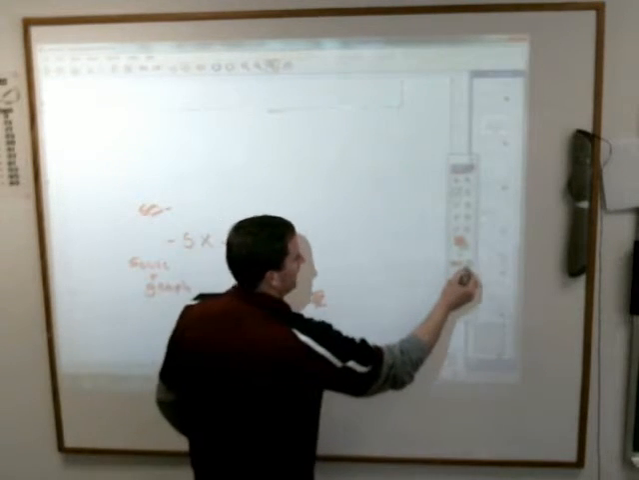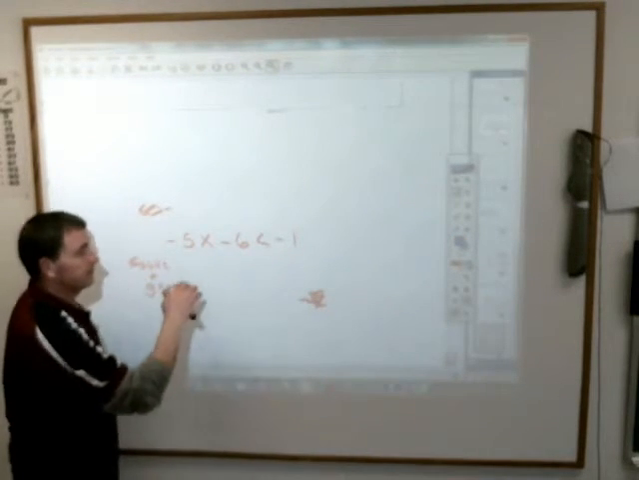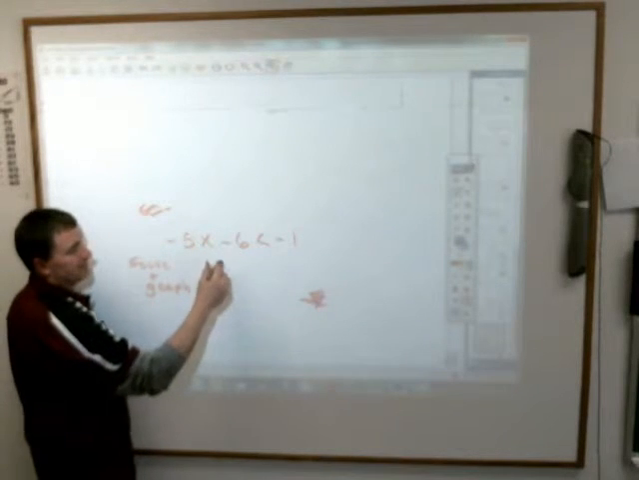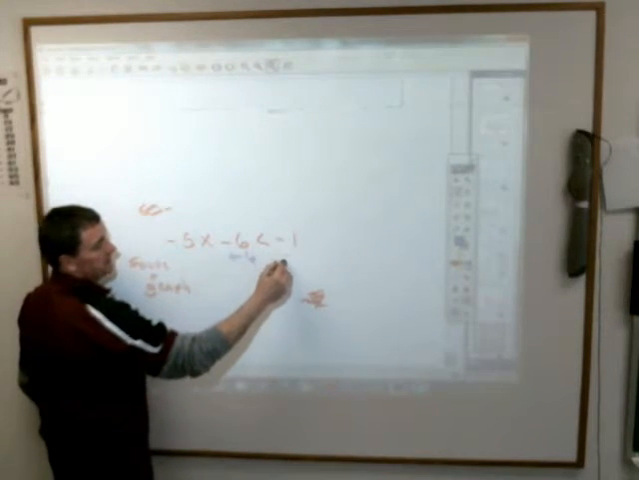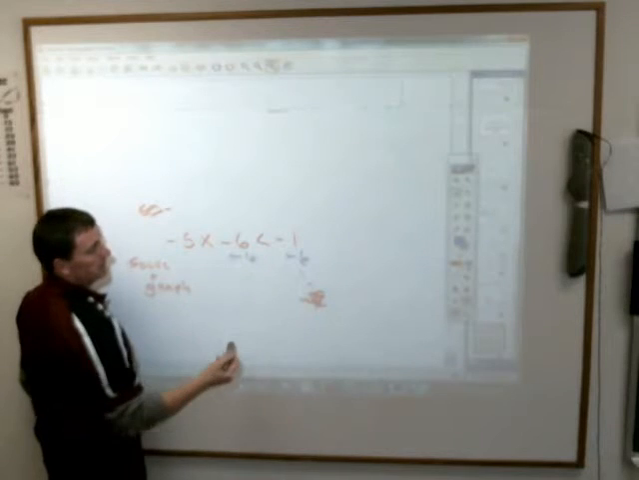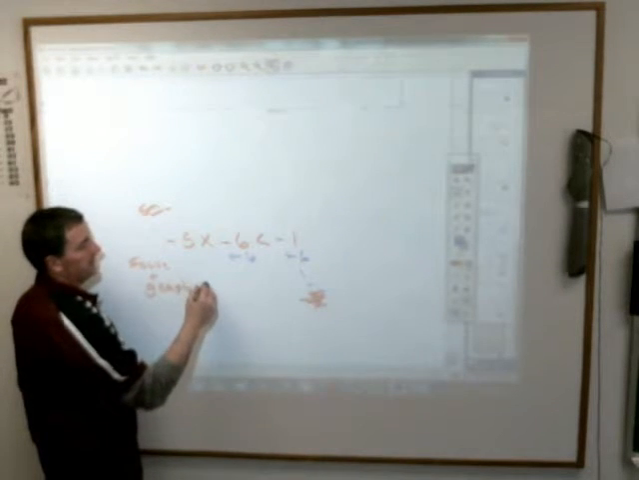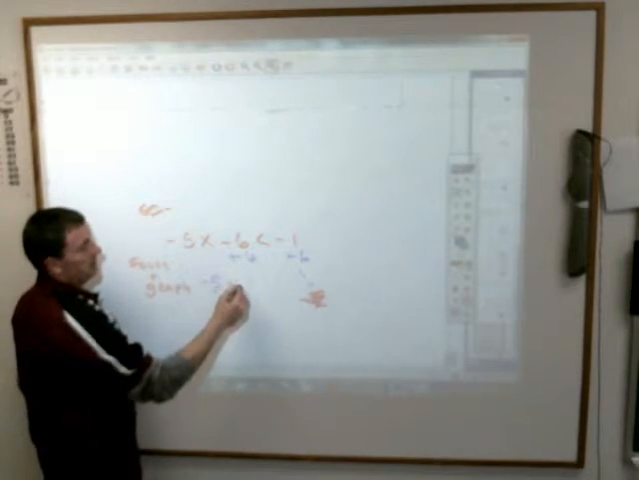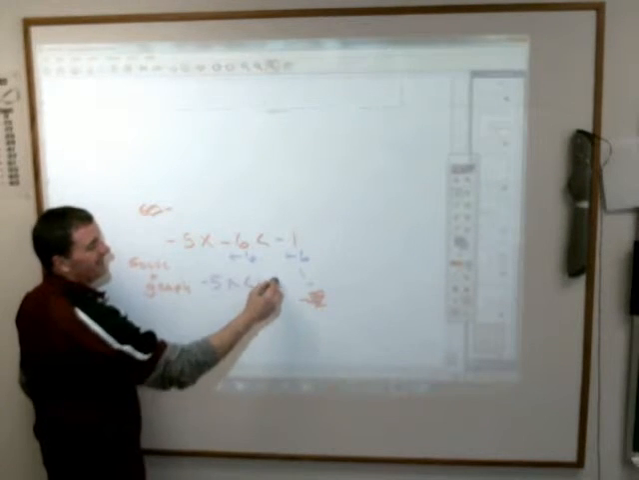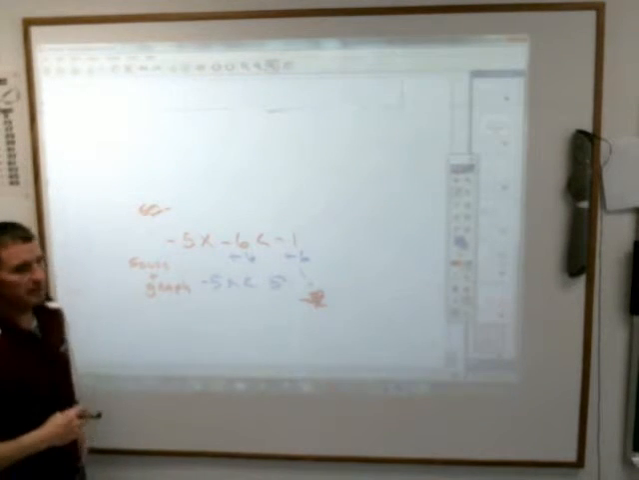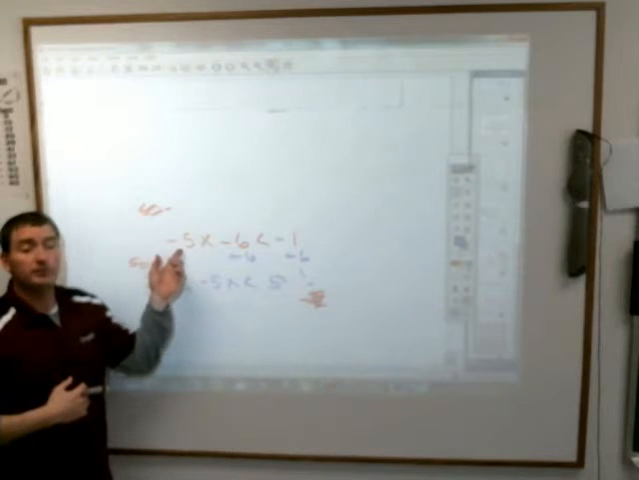There should be plenty of time. Okay. Can I get rid of this first? I add 6. I add 6. I add 6. Okay. I end up with a minus 5x less than positive 5. Don't change the sign, because I didn't change the sign of the variable term.